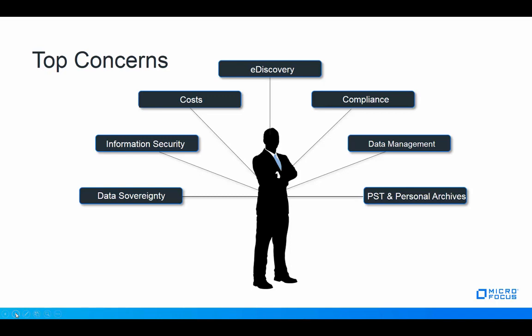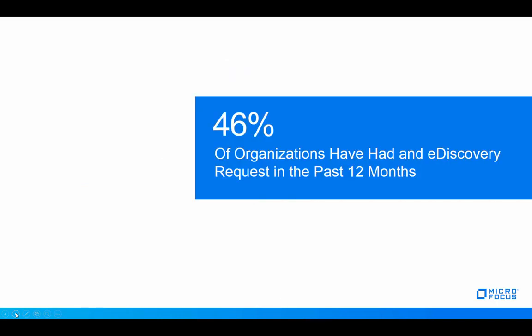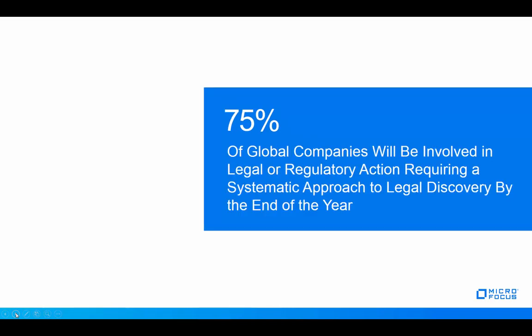Obviously, the concerns are some of the why, but some other things that are the why, and I'm going to go a little deeper into this, is e-discovery, right? We touched a little bit on that as a concern, but just so you know, it was recently found that about 46% of organizations have had an e-discovery request over the past year. So there's a good chance that if you haven't been involved in e-discovery, you will be.